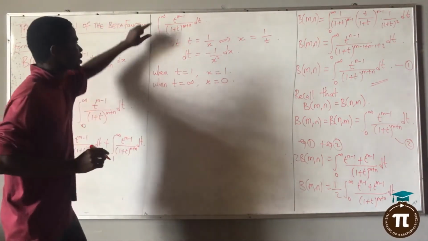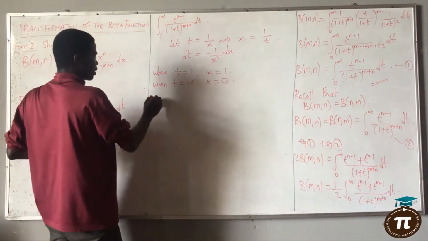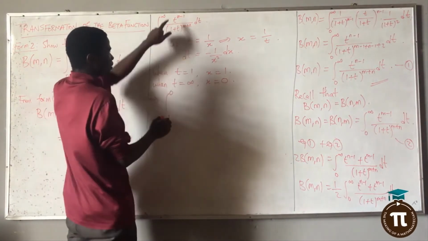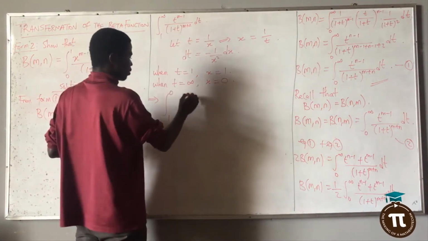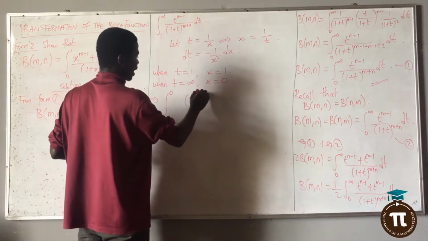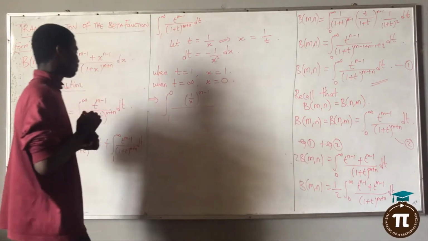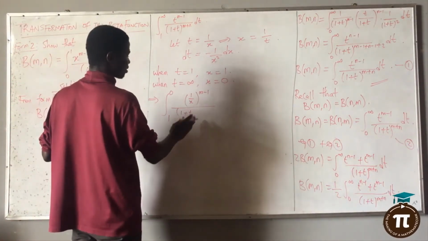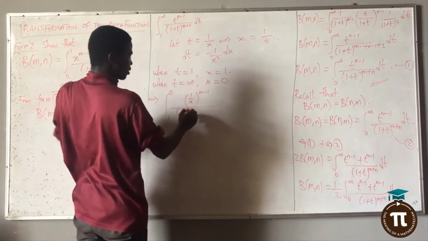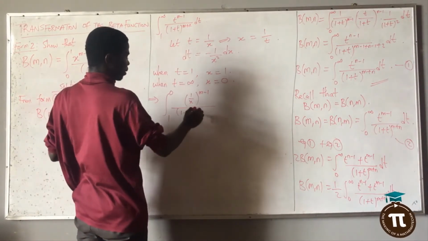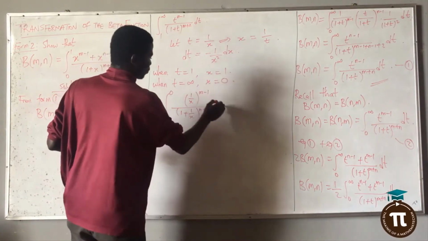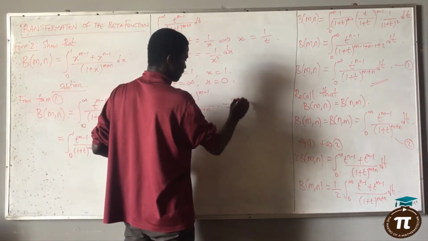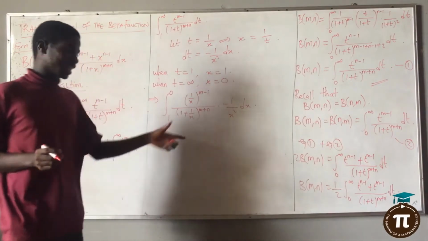So the next thing is I will evaluate this integral. When it is 1, it's 1. When it is infinity, it's 0. t is 1 over x, raised to the power of m minus 1, all over 1 plus t, that's 1 plus 1 over x, raised to the power of m plus n, multiplied by dt, which is minus 1 over x squared dx. That's what I have.